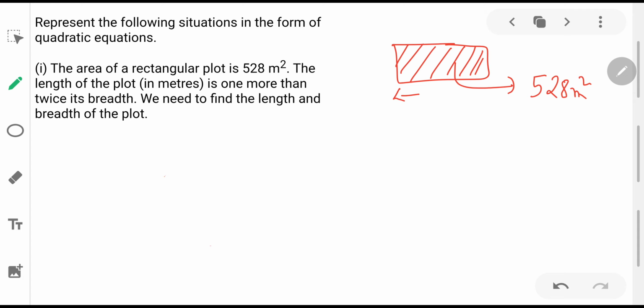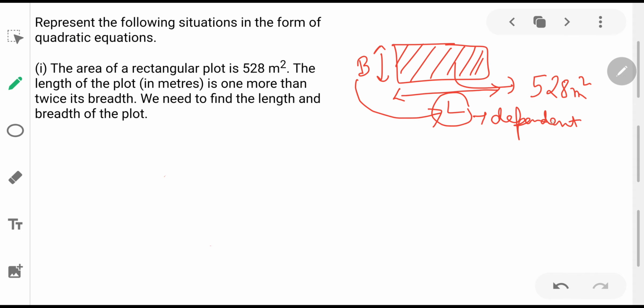Now, in this rectangle, the longer one is called the length and the shorter one is called the breadth. It is given that the length of the plot is 1 more than twice its breadth. That means breadth has been compared with length. That means the length is dependent. Length is dependent on what? Length is dependent on breadth. Therefore, what we need to do? We need to assume the breadth as x. Next, let's read the complete question, which is we need to find the length and breadth of the plot. So, since the length is dependent on breadth, we will assume the breadth to be x meter.